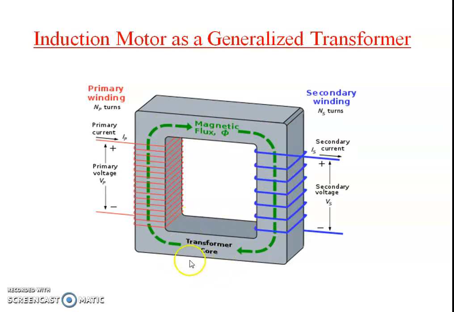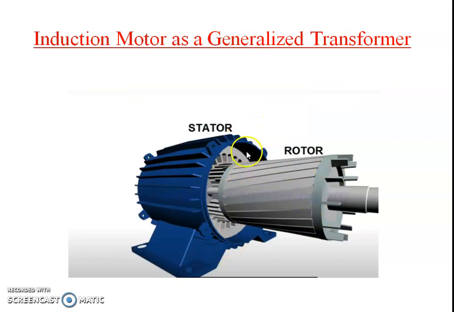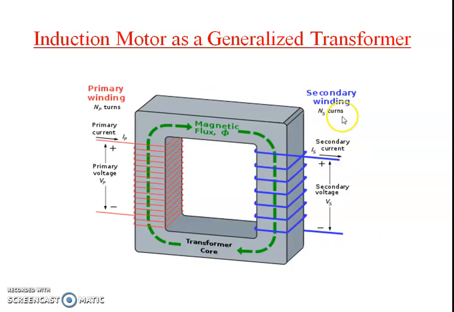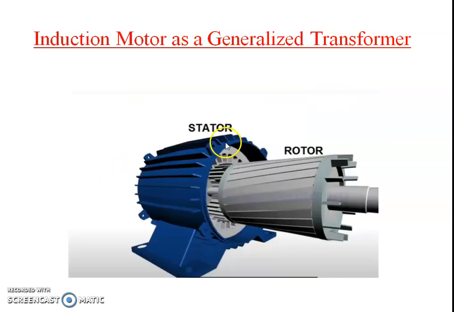The transformer core has a very low reluctance path, so there is negligible opposition to the flow of flux. But in the case of the induction motor, the air gap is used to pass the stator flux to the rotor. In the transformer, the secondary winding has a number of turns. This secondary winding cuts the primary flux, while in the induction motor, this secondary winding, which is the rotor winding, cuts the stator flux.